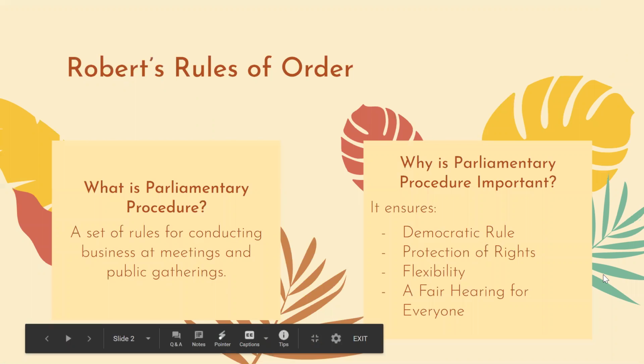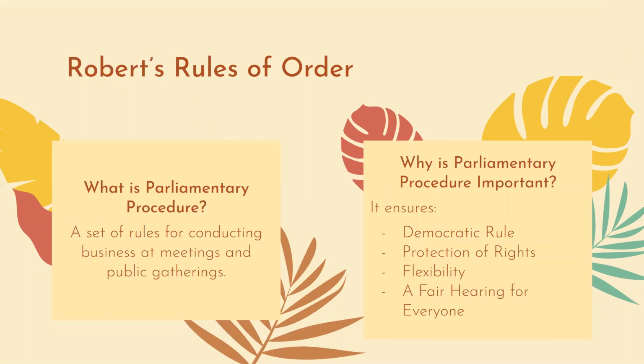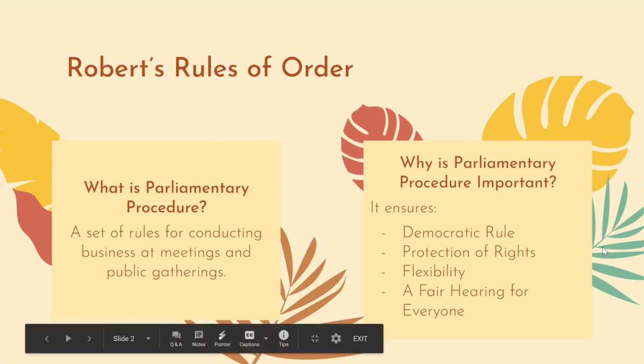So the principal standard we use in Key Club and most organizations is going to be Robert's Rules of Order. Like I said, it's pretty common and customary. But what are parliamentary procedures? It's a set of rules for conducting businesses at meetings and public gatherings, and it's important because it ensures democratic rule, the protection of rights, flexibility, and a fair hearing for everyone. I would argue that, at least in Robert's Rules of Order's case, as it pertains to democratic rule, this process is best for making sure that everyone's voice is heard, and the steps within this standard of parliamentary procedure do just that. So we'll move on and get into it.